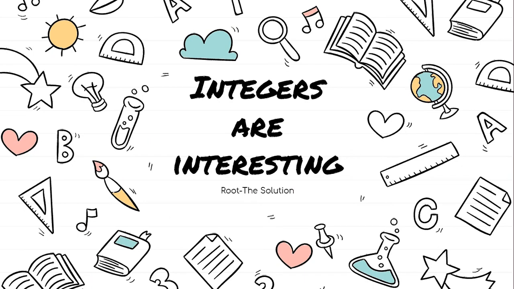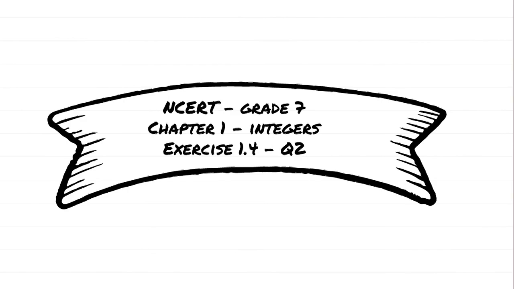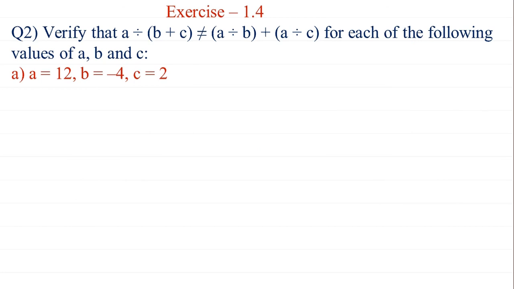Hello everyone, this video is from Root the Solution, and in this video we are going to solve question number 2 of exercise 1.4. The question is, verify that a divided by (b plus c) is not equal to a divided by b plus a divided by c for each of the following values of a, b and c.